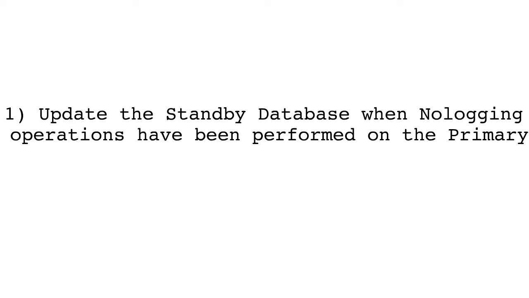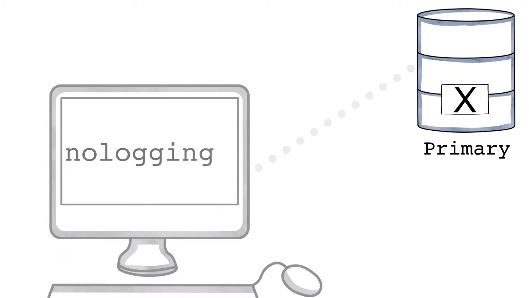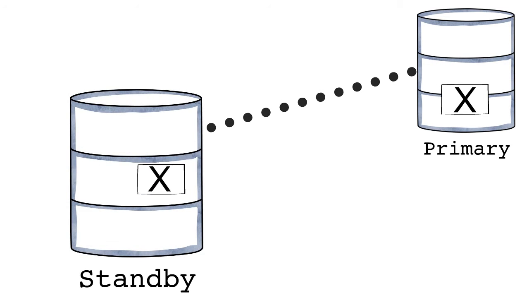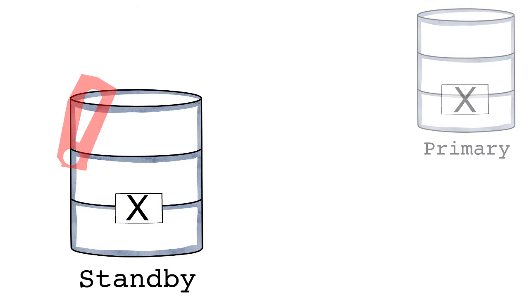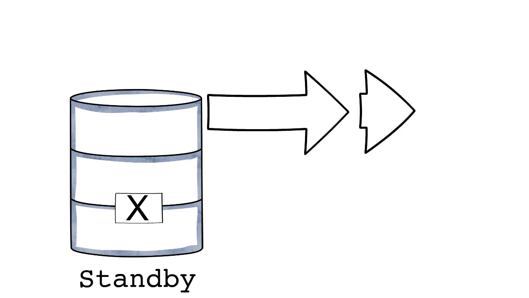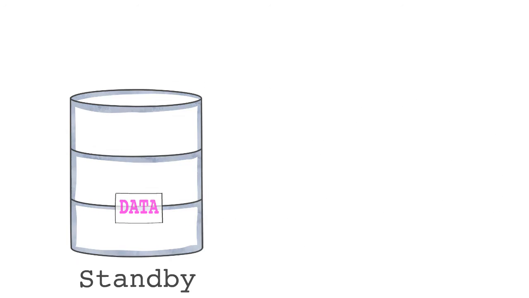1. To update the standby database when no logging operations have been performed on the primary. When a no logging operation is performed on the primary database, there is no redo information to be applied on the standby for these non-logged changes, in effect causing logical corruption on the standby database. You can use the automated Synchronize Standby Database feature to recover the standby database and recover from the logical corruption.